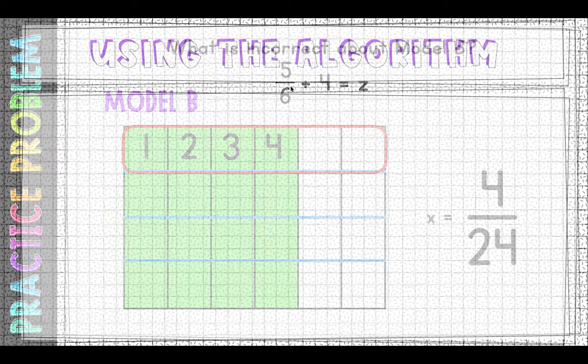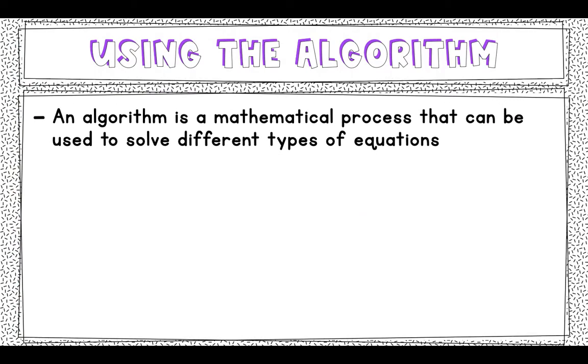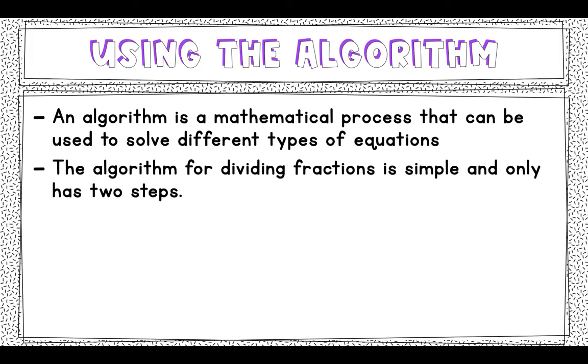All right, now that we've looked at the models, let's start talking about the algorithm. An algorithm is a mathematical process that can be used to solve different types of equations. There are a whole bunch of mathematical algorithms, and you already know some of them, like the long division process. That's an algorithm that has steps that are broken down, and you can follow that to solve those types of equations. Today, we're going to look at the algorithm for dividing fractions, which is actually pretty simple and only has 2 steps. So let's look at those steps.